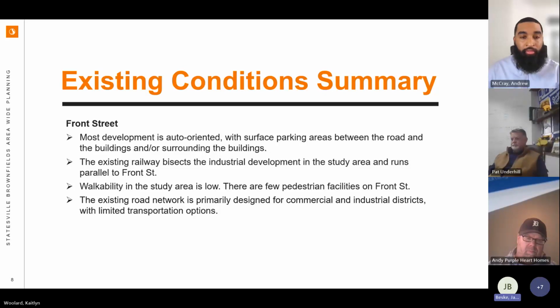The railway on Front Street obviously plays a big role with the industrial development, and then how that kind of bifurcates the study area a little bit to the east. People aren't able to walk very much in the area. They can do it. We know people walk along the tracks to access certain amenities, but there's not really an intuitive sidewalk trail network that is giving people a safe and comfortable walking environment. And then finally, the existing road network really balances the automobile and truck traffic, and why shouldn't it? That's what this area grew up around.